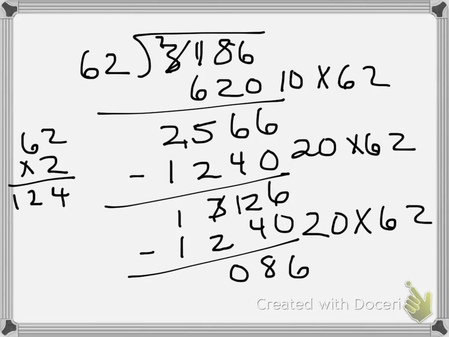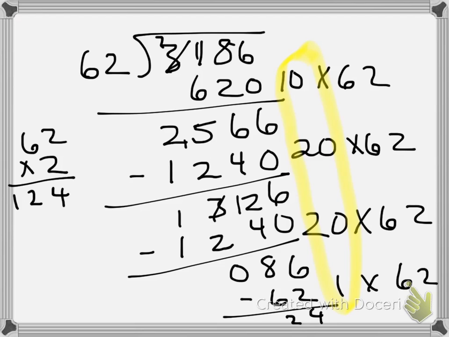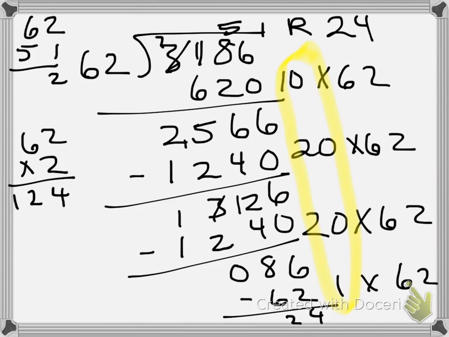86 left. Well, how many groups of 62 can go here? 1 times 62, which is 62. Subtract that, I have 4 and 2, remainder 24. So if I take all my groups and add them up, it looks like I have 51. So 51, remainder 24.